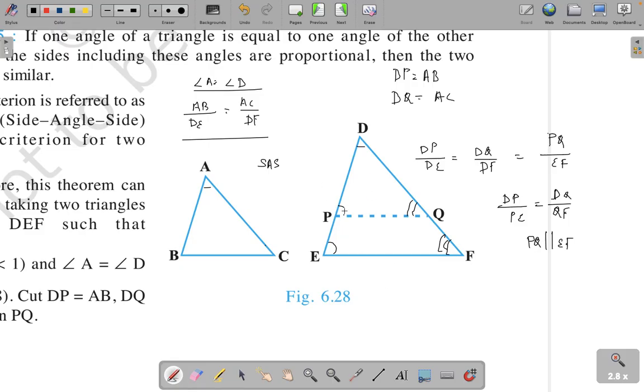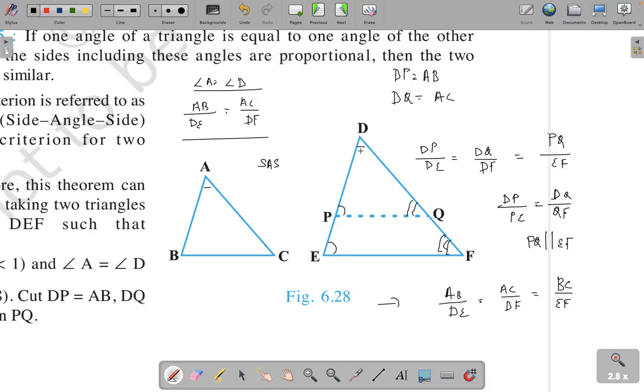So then you can say in triangle DPQ and triangle DEF, DP upon DE is equal to DQ upon DF is equal to PQ upon EF, right? So DP is equal to AB, so you can write AB upon DE is equal to AC upon DF is equal to BC upon EF. This is the first thing that you have proved, right?